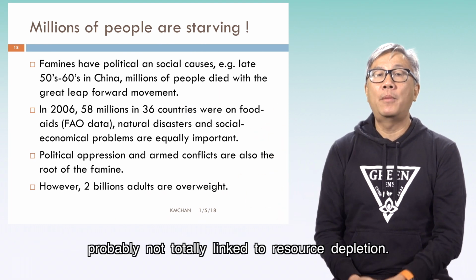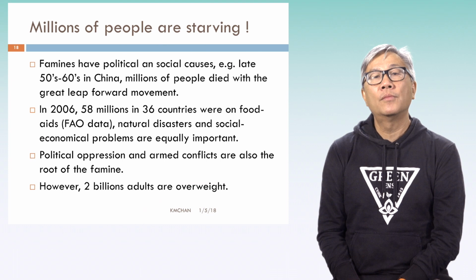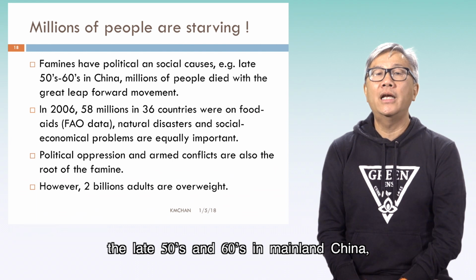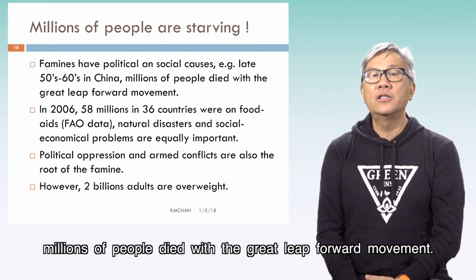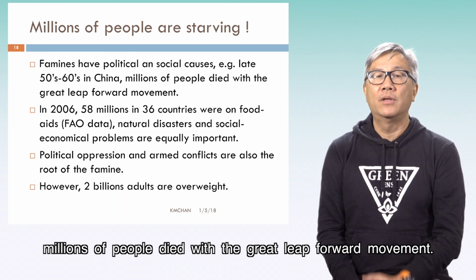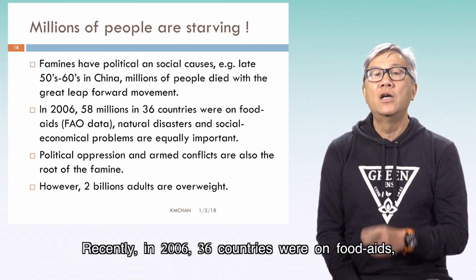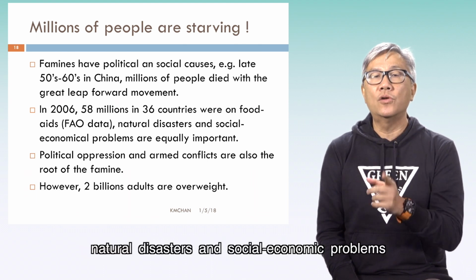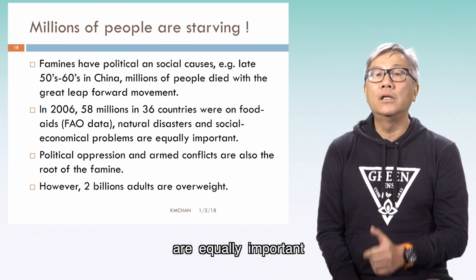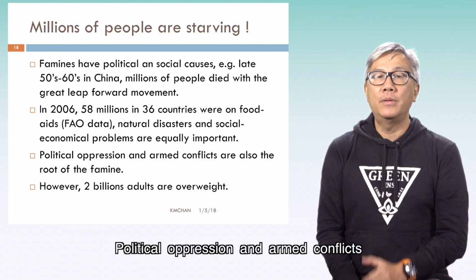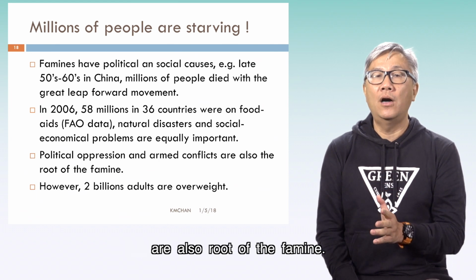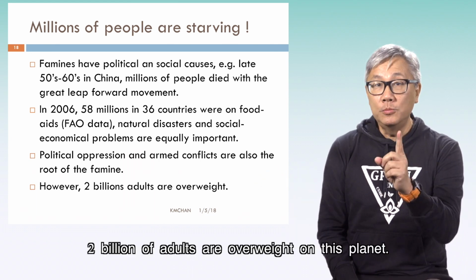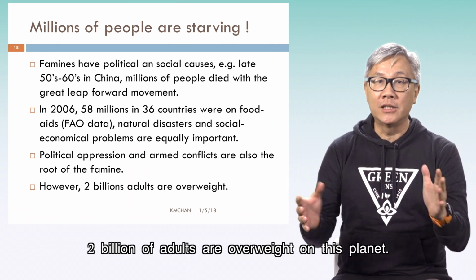Starvation is another problem, probably not totally linked to resource depletion. Famines have political and social causes. For example, in the late 50s and 60s in mainland China, millions of people died with the Great Leap Forward movement. Recently, in 2006, 36 countries were on food aids. Natural disaster and socio-economic problems are equally important. Political oppression and armed conflicts are also root of the famine. At the same time, 2 billion adults are overweight on this planet.